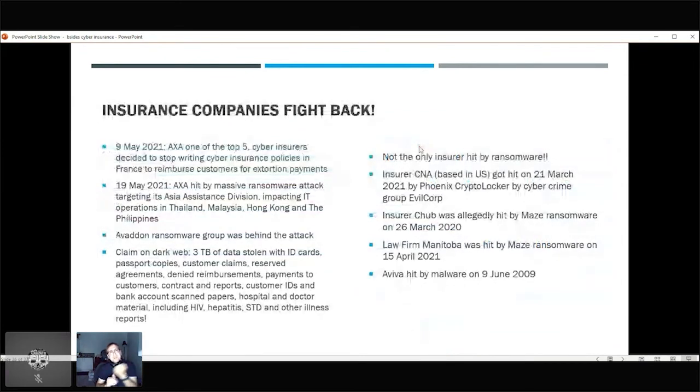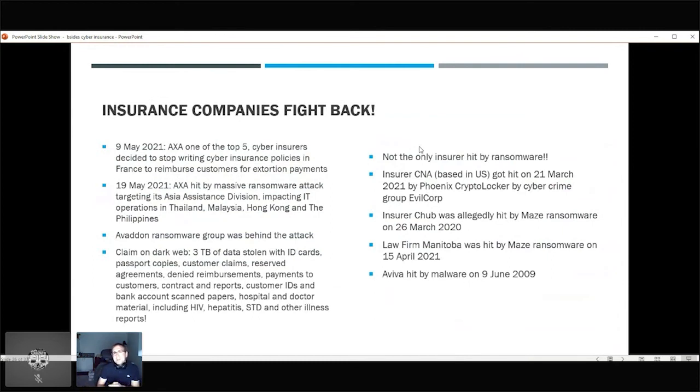Insurance companies have also tried to do something here, which was kind of cute. AXA, the French company, one of the top five in Europe, said on 9 May that they were going to stop paying for ransomware. I love that. But then on the 19th of May, just 10 days later, they got hit by a massive ransomware attack which targeted most of the APAC regions, which was quite bad. I don't know if the timing was on purpose, but it was kind of scary. Abnormal ransomware was behind the attack.